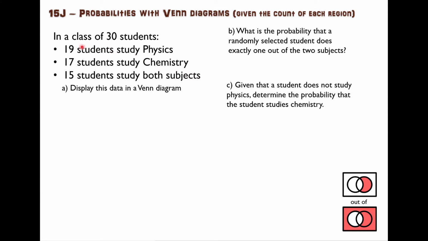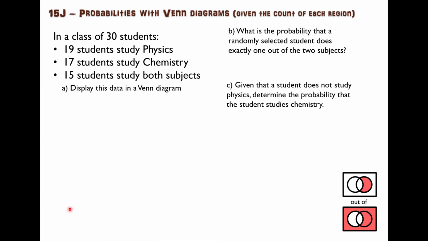Hang on. 19 study physics plus 17 study chemistry. Isn't that 36 students? More than the number of students? Oh, right. This is the total number of students that study physics, so some of these students also study chemistry. Okay, cool. Anyway, 19 study physics, 17 study chemistry, and 15 study both subjects.